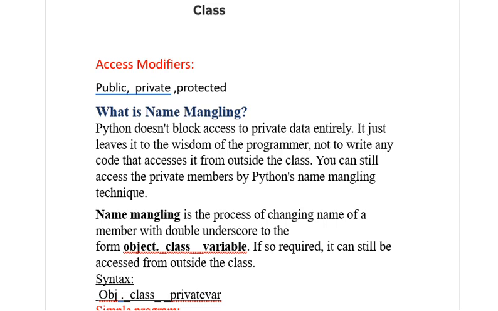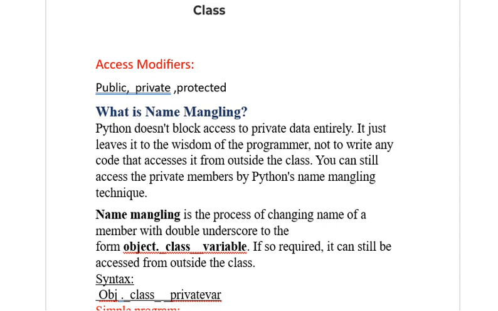Now, we have a small disadvantage with private. What is that small disadvantage? We can access only within the class. Outside the class we cannot access. Only within the class where the variables or methods are, we can access them, but we cannot access these private methods or variables outside the class. That problem will be solved by using name mangling. By using name mangling, we can access private methods or private variables outside the class also.